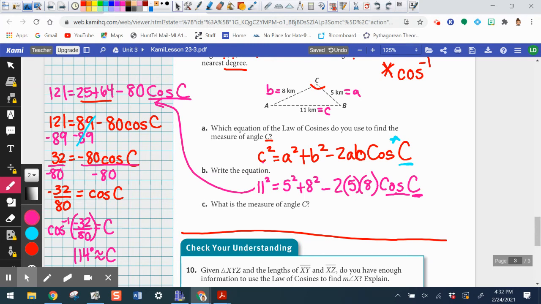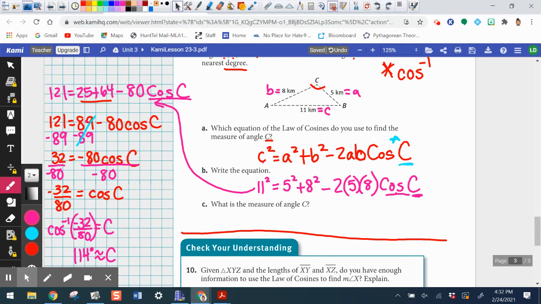So not much change from here to here except 25 combined with 64. And since I have 121 equals 89 minus 80 times the cosine of C. Don't forget this is 2 times 5 times 8 times the cosine of C. So this is still 80 times the cosine of C. Now I'm going to subtract 89 from both sides of the equation, and it will cancel on the right side, and 121 take away 89 is 32. So now I'm left with 32 equal to a negative 80. Remember, this was a subtraction of 80, so it's still a negative 80 times the cosine of C.